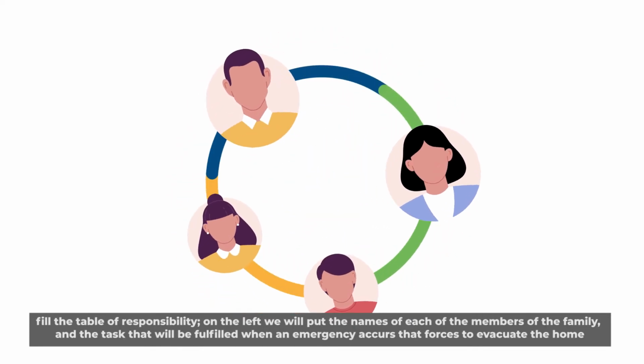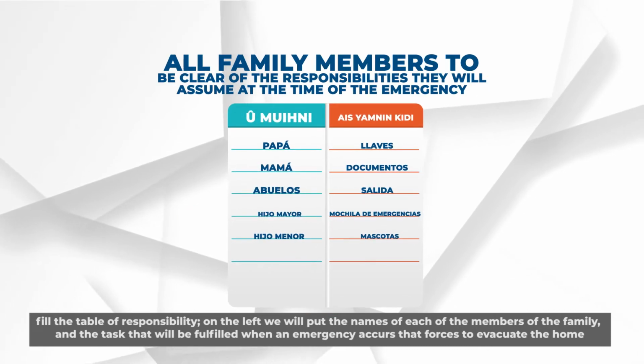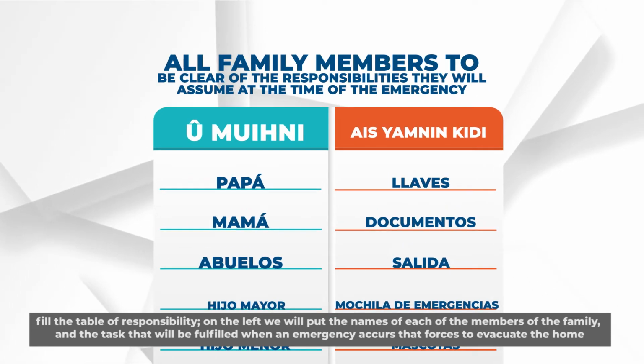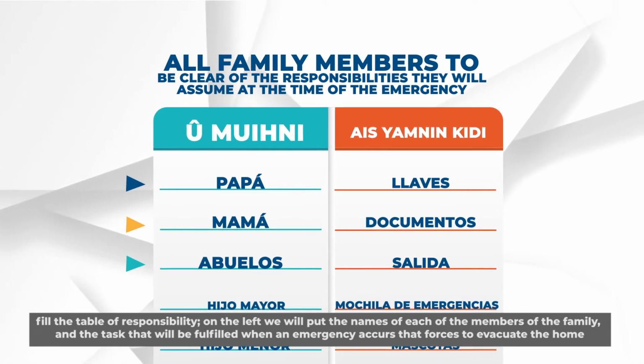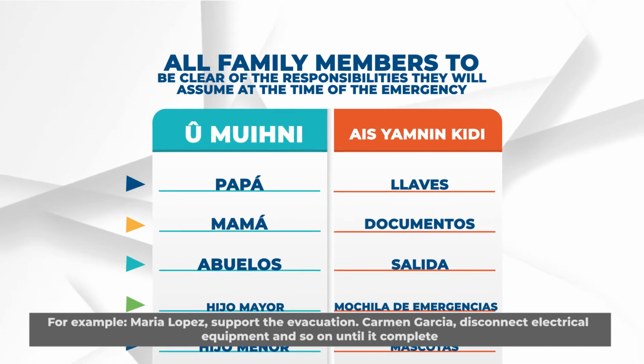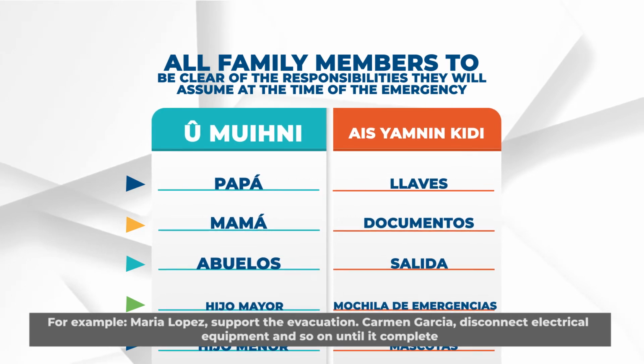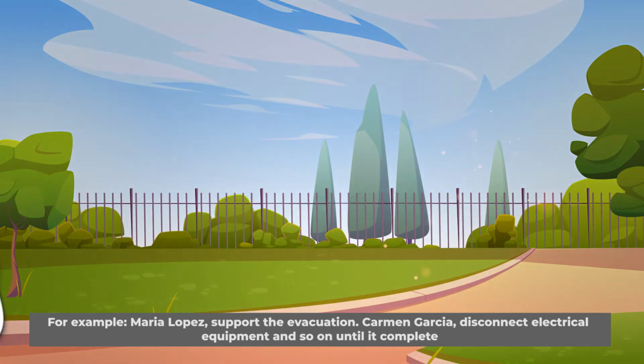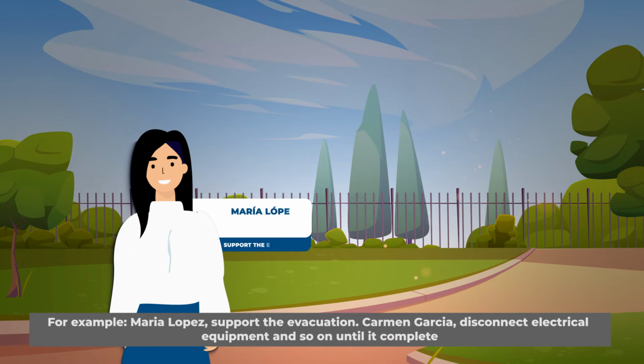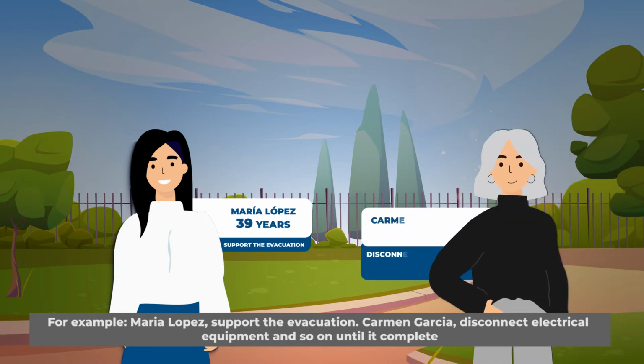On the left, we will put the names of each one of the members of the family and the tasks that will be fulfilled when an emergency occurs that forces us to evacuate the home. For example, Maria Lopez, support the evacuation, Carmen Garcia, disconnect electrical equipment, and so on until it completes.